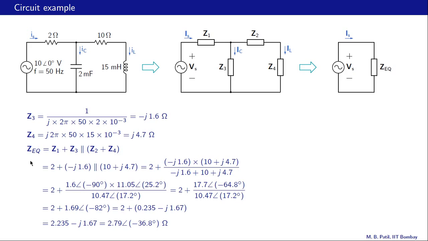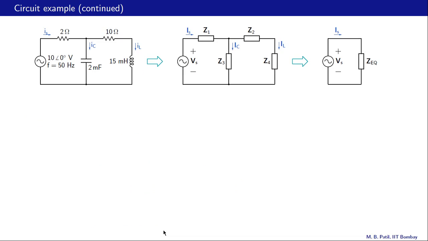You are definitely encouraged to go through all of these steps and arrive at this final result for Z equivalent. But also look up your calculator, and it is possible that you will be able to do this calculation in a smaller number of steps depending on what your calculator allows. Alright, now let us go ahead. So we have come up to this step. We have found Z equivalent. We already have Vs. So now we can calculate Is. So Is is Vs divided by Z equivalent. Vs is 10 angle 0, and Z equivalent from the last slide is this number here. So that turns out to be 3.58 angle 36.8 degrees ampere.